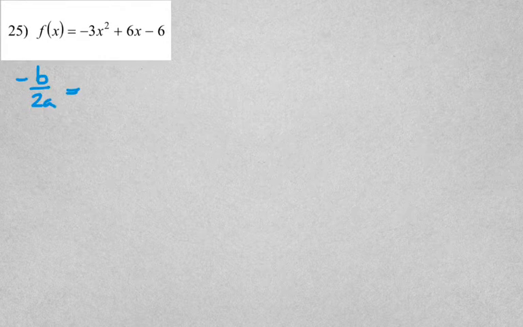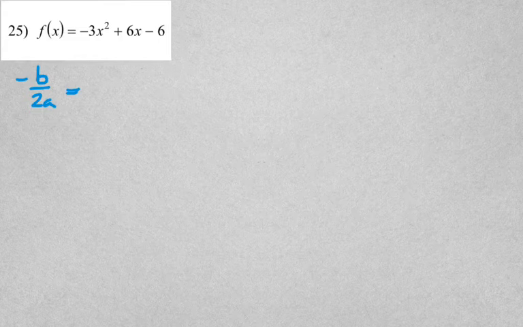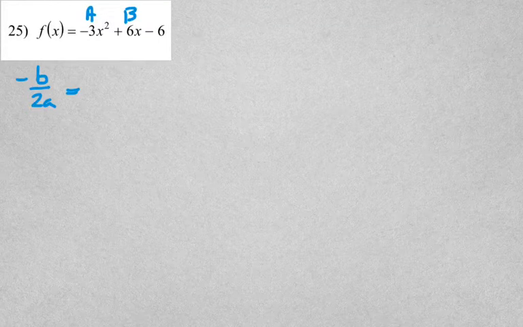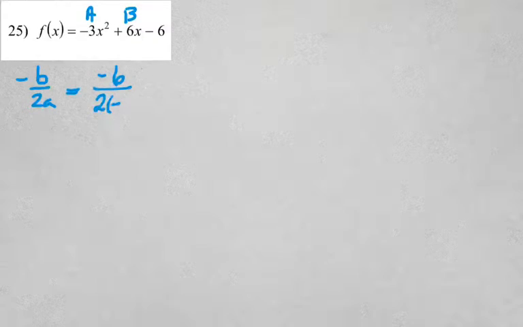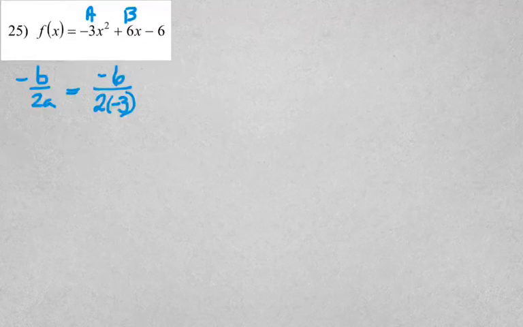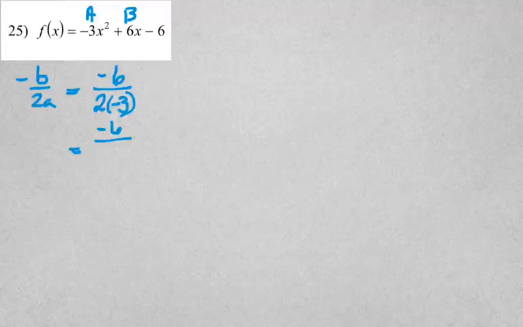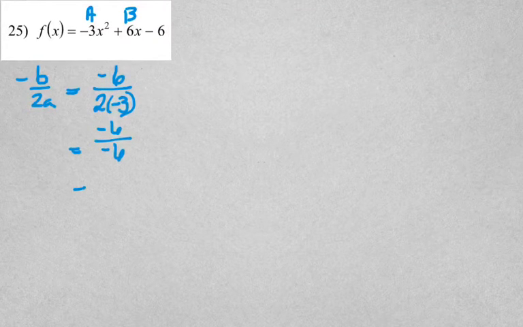On the next one, so negative b divided by 2a is going to give me my x. So that's a and that's b. So opposite of a positive 6 is a negative 6, divided by 2 times negative 3 gives me an x value of 1.